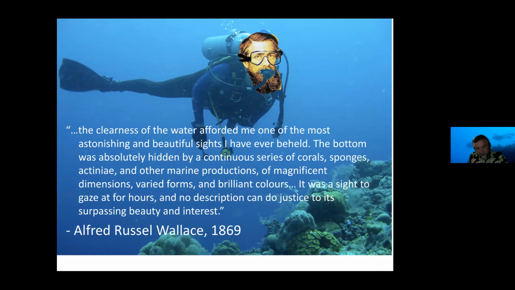And then Alfred Russel Wallace, of course, spent quite a bit of time in that archipelago. And he was looking down, again, obviously didn't have as much of a chance to study these organisms as he probably would have liked. But he wrote, "The clearness of the water afforded me one of the most astonishing and beautiful sights I have ever beheld. The bottom was absolutely hidden by a continuous series of corals, sponges, actiniae, and other marine productions of magnificent dimensions, varied forms, and brilliant colors. It was a sight to gaze at for hours, and no description can do justice to its surpassing beauty and interest."